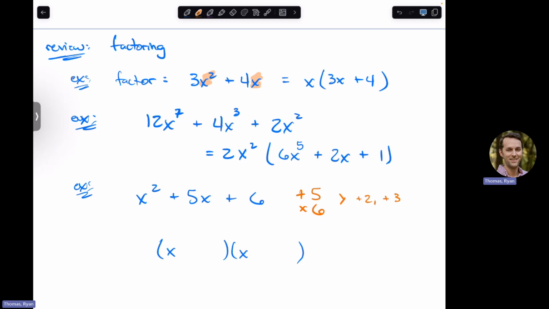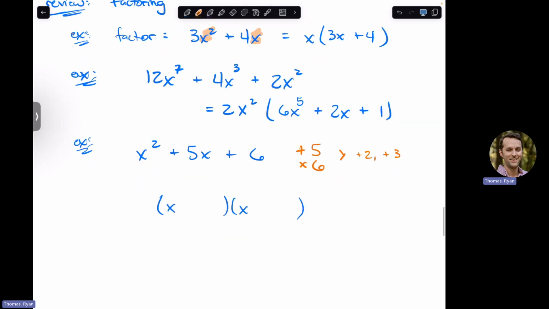Two and three. Add to 5, multiply to 6. 2 and 3. All right. I'm going to throw in a step here in the middle that maybe we don't always write, but what I'm doing then is splitting that middle term up into 2x and 3x, right? And then thinking of this as the result of expanding a thing.